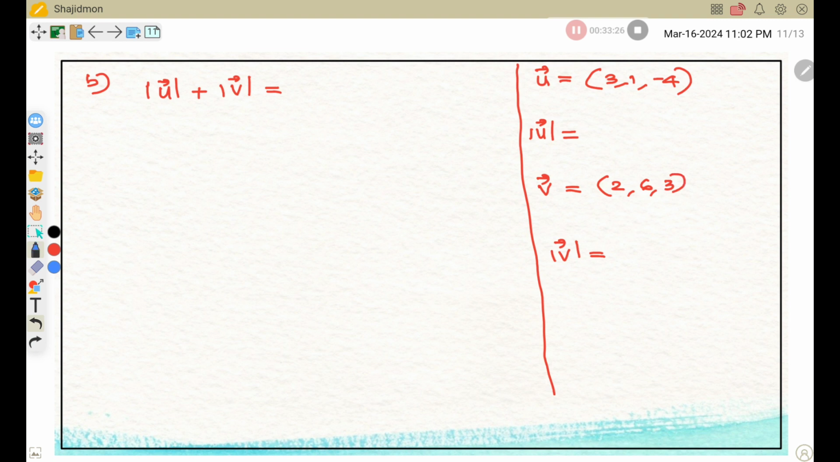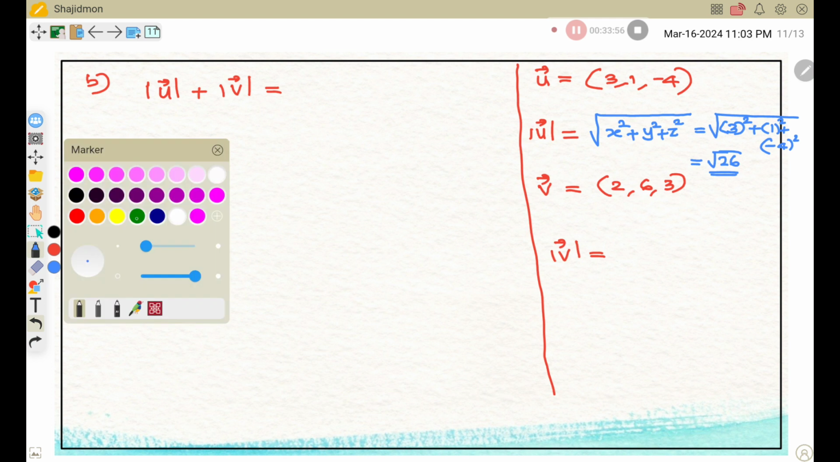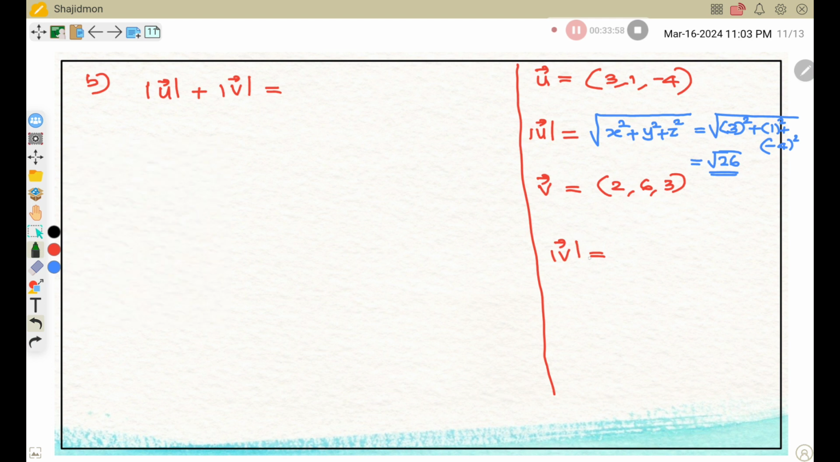Now first, the magnitude of vector u means the root of, we know the rule, x squared plus y squared plus z squared. What is the x number there? 3. So 3 squared plus 1 squared plus (-4) squared, correct? The minus 4 should be in brackets. So we will get the answer, root 26. Now in a similar way, we need to calculate the magnitude of v.